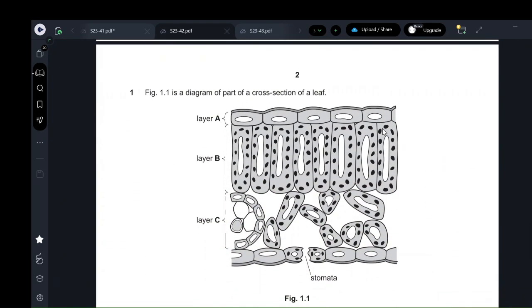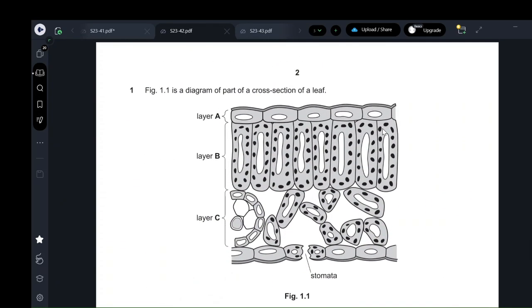The diagram is a cross-section of a leaf. Let's remember the layers. This is the cuticle. This is the upper epidermis. This is the palisade mesophyll, spongy mesophyll, lower epidermis. And of course, these are the guard cells, and this is the stomata.